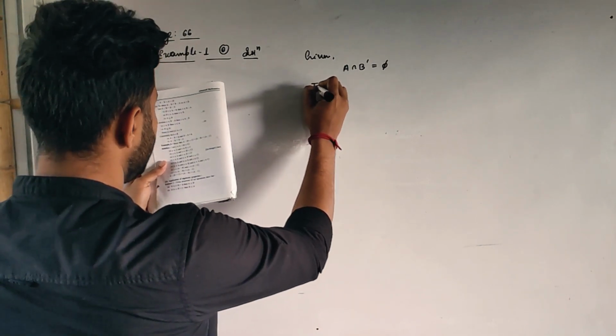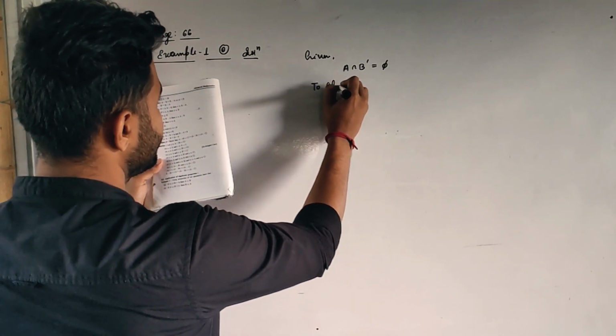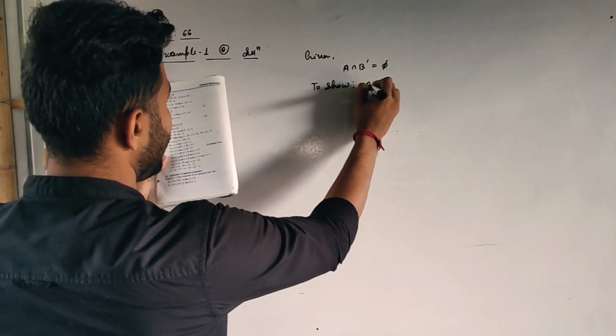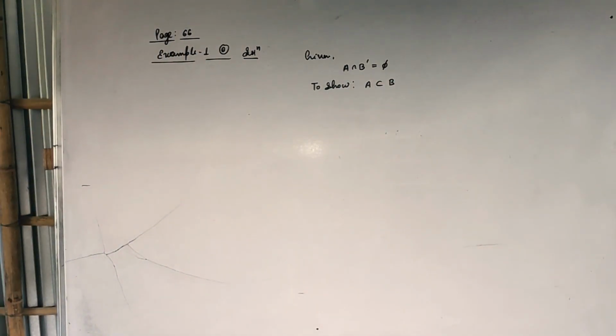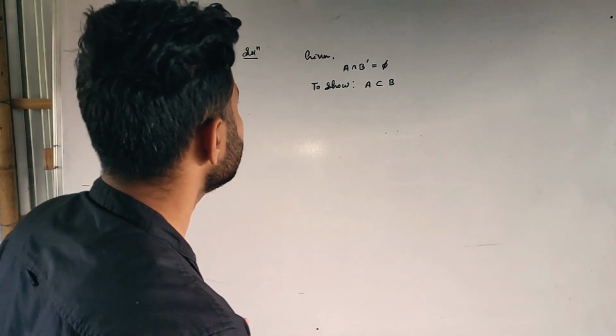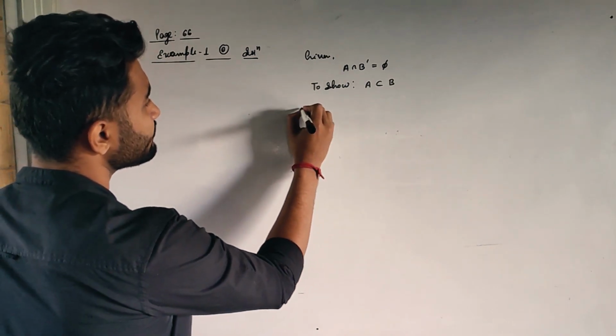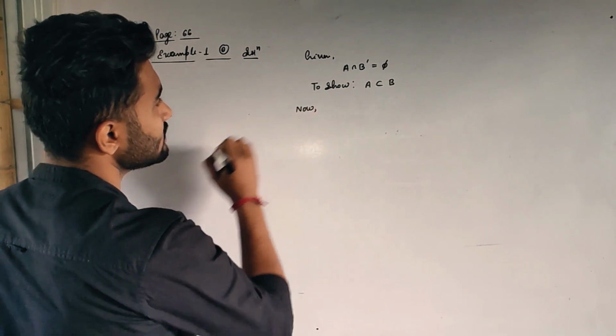And we have to show what? To show A is a subset of B. This is also known as proper subset. You can also say subset. So in a similar way we will start.